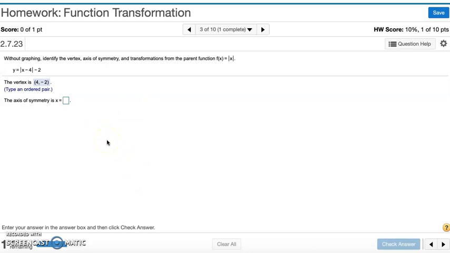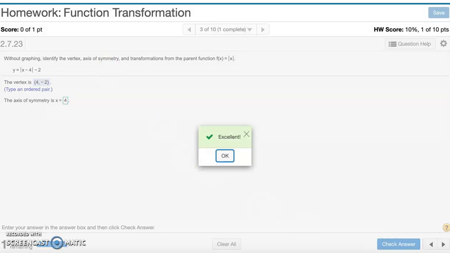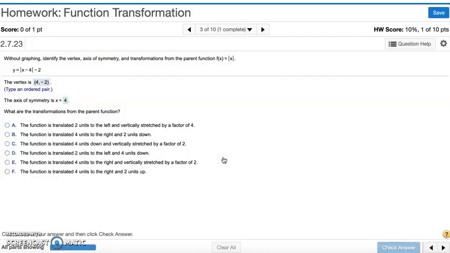Okay, now, the axis of symmetry is going to be the vertical line going through the vertex. Vertical lines all have the same x-coordinate, and in our case, it's going to share x-coordinates with the vertex. So x is going to equal 4.